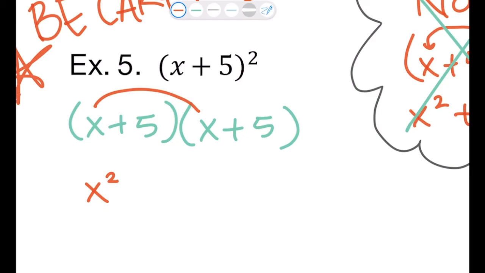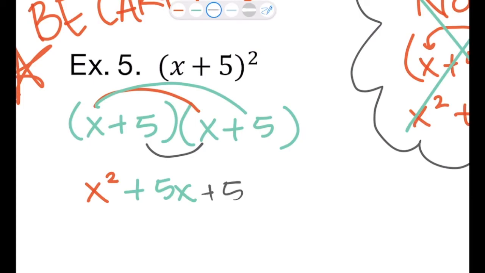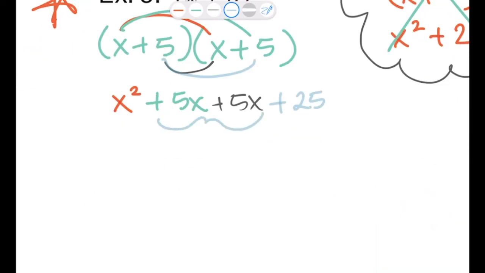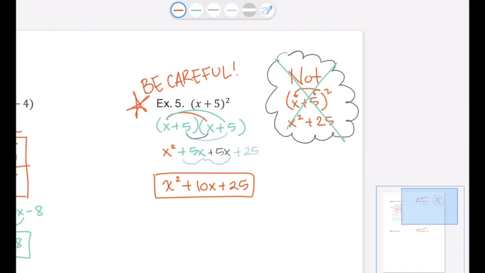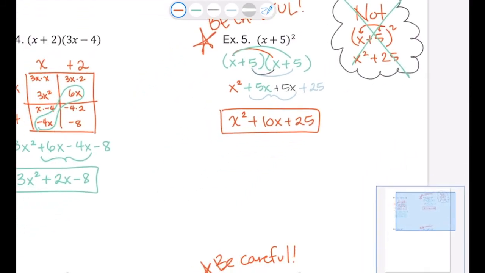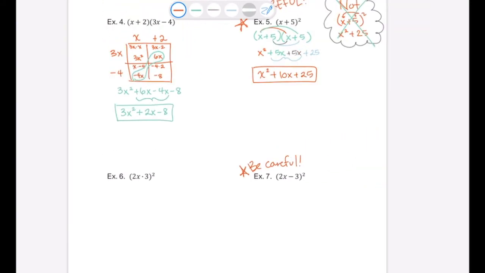So I'm going to multiply first times first and get x squared. I'm going to multiply outside times outside and get plus 5x. I'm going to multiply inside times inside and also get plus 5x. And then I'm going to multiply last times last and get 25. Finally, we can combine those two middle terms and get a final trinomial of x squared plus 10x plus 25. So be very, very careful on those. Don't just apply the square to the two terms. You have to expand it out and then FOIL or use box method.